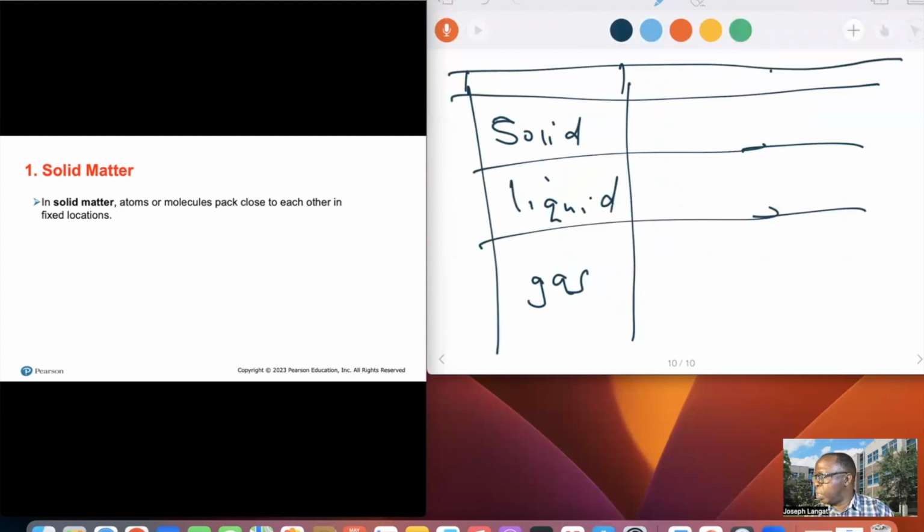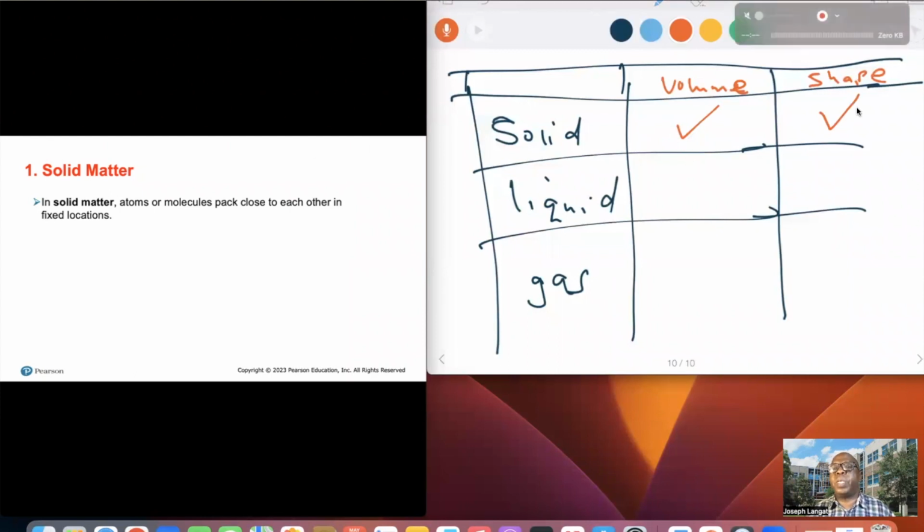And then I'm going to have here volume and shape. This is just a summary of properties of solid, liquid, and gas. So this one, they have a fixed volume. They have their own fixed shape. I have my calculator. It has a regular shape. This is a calculator I'm holding. It's a solid. It has a fixed shape. That is what is meant by the check mark I have on my whiteboard here. It has a fixed shape and a fixed volume.